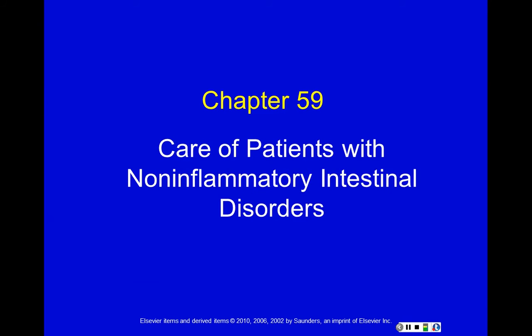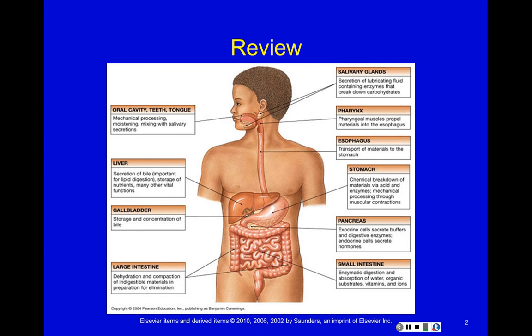Okay, so we'll begin our lecture on care of the patient with non-inflammatory intestinal disorders. Before we begin, I wanted to do a patho review of the different organs of the GI system. So first to begin, your primary organs that are involved when we talk about the gastrointestinal system are the primary GI organs. So that's the mouth, the esophagus, the stomach, small intestine, large intestine, the colon, the rectum, and the anus. And then you have your accessory GI organs, which are the liver, the gallbladder, and the pancreas.